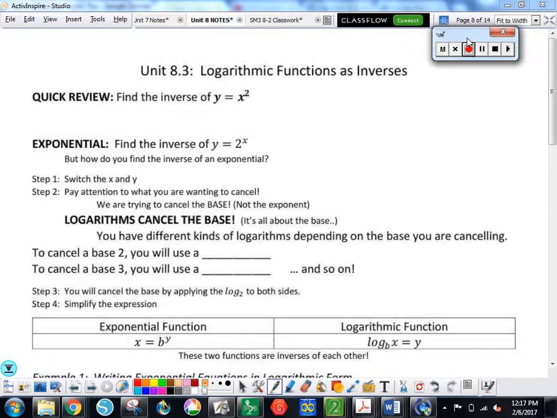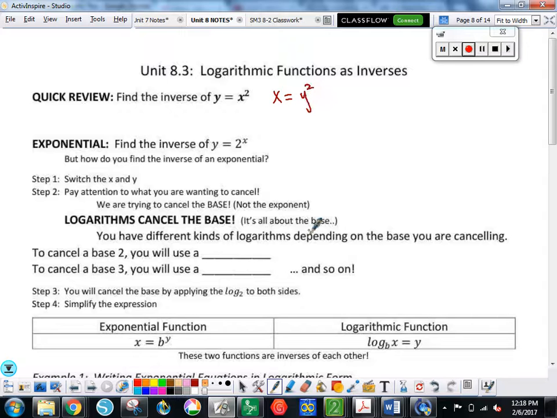Okay, so the quick review: how would I go about finding the inverse of something that says y equals x squared? So what's the first step in finding the inverse? Do you remember? If not, it says step 1 right below it. Yeah, switch the x and y. So x equals y squared.